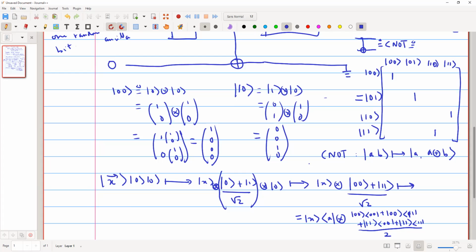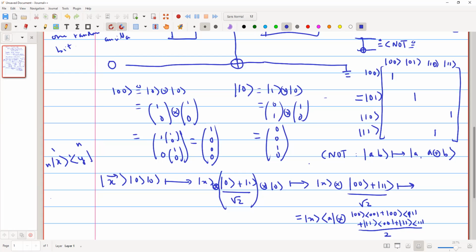Implicitly I used things which you've already seen, but maybe it's worth reminding. If I have something like ket X bra Y, this is actually a product of matrices. This is an n by 1 matrix, and this is a 1 by n matrix. So the product is an n by n matrix. It's a rank 1 matrix.